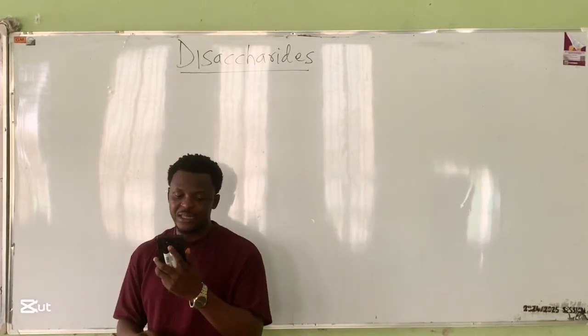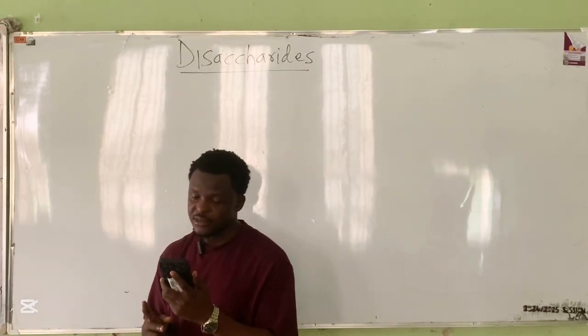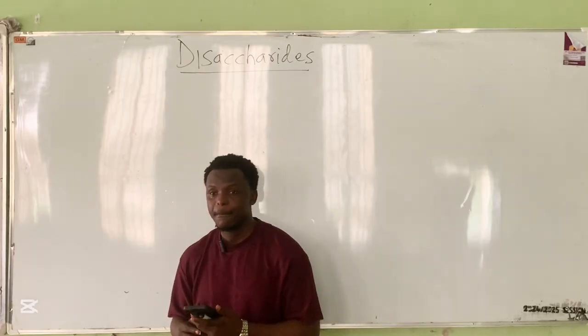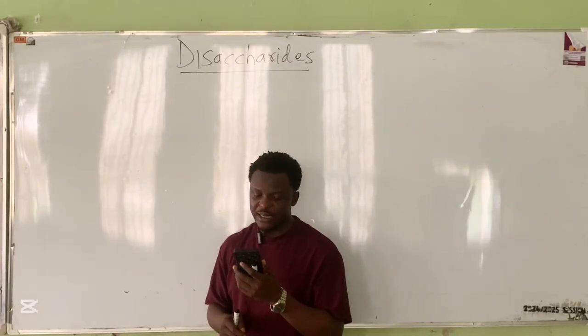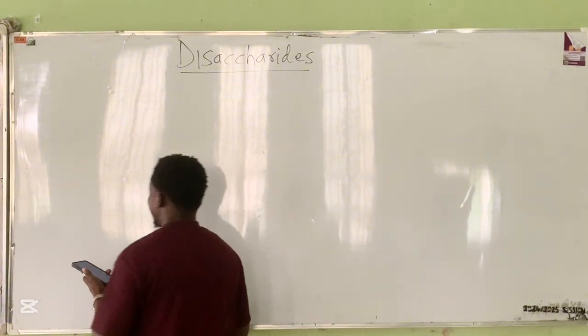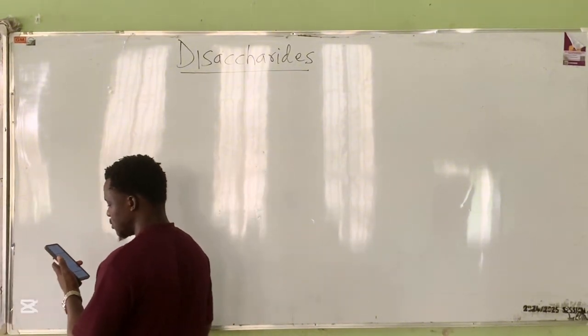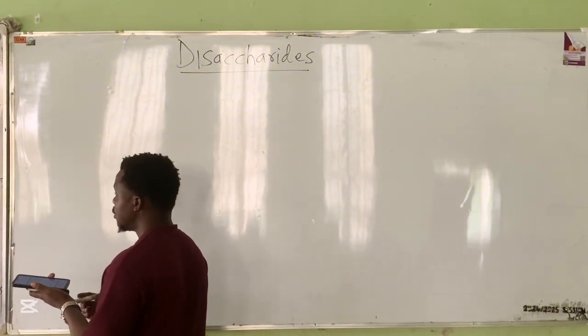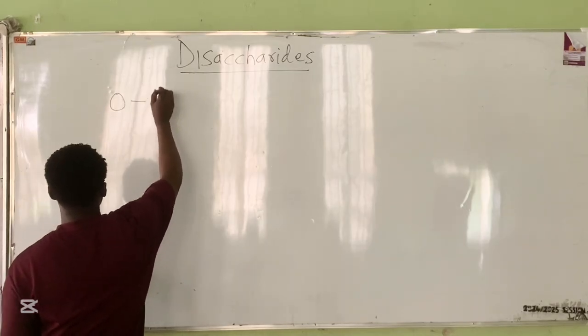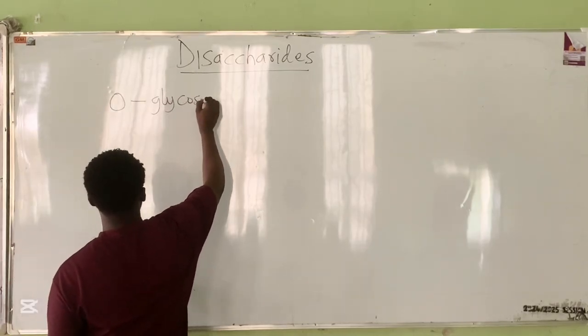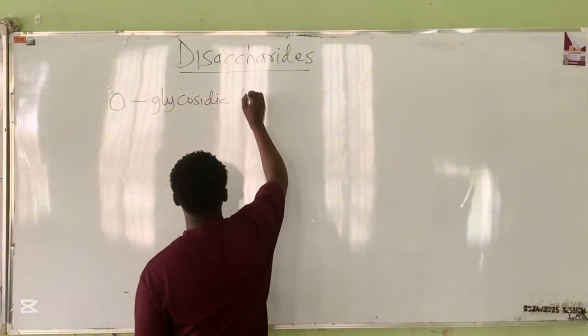Disaccharides are carbohydrates that consist of two monosaccharides joined together. These two monosaccharides are joined together by a glycosidic linkage or bond. They are joined together by, okay, let's say O. Just put the O glycosidic. I will explain that later.